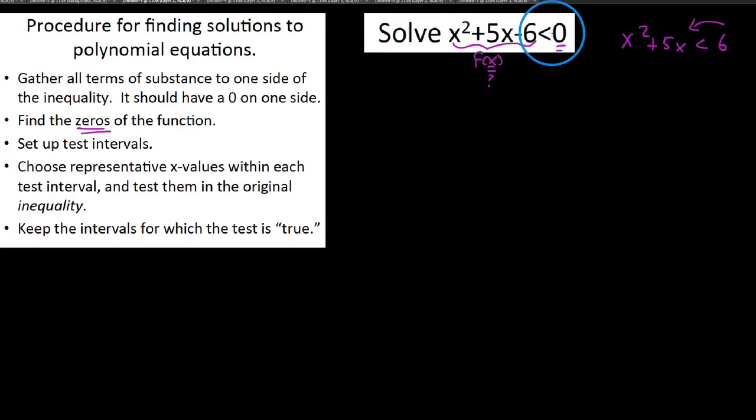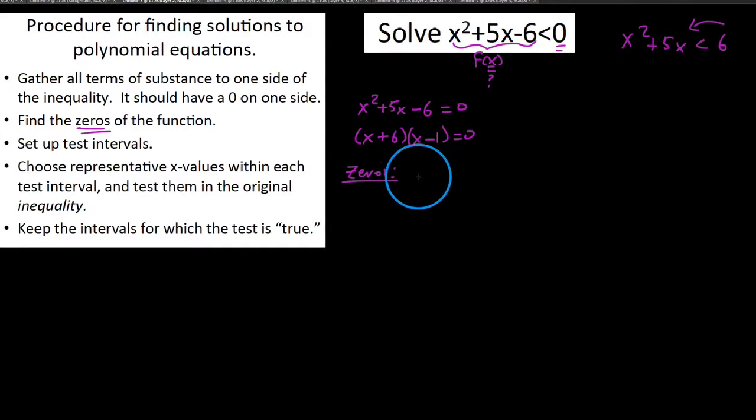So let's go ahead and start with this. I've already gathered all my terms to one side. What I'm going to do is find the zeros of this. So I'm actually going to take the time to set it equal to 0 and say, what would our zeros be? Now anybody who can factor here knows that this would be x plus 6 and x minus 1, our two factors. So in terms of the zeros, let's make sure we list these here. We say that our zeros are x equals negative 6 and x equals positive 1.